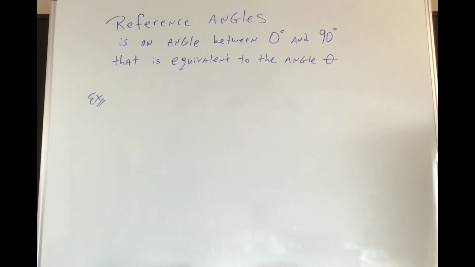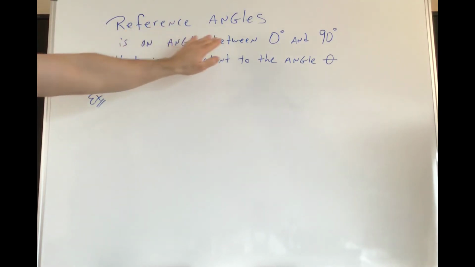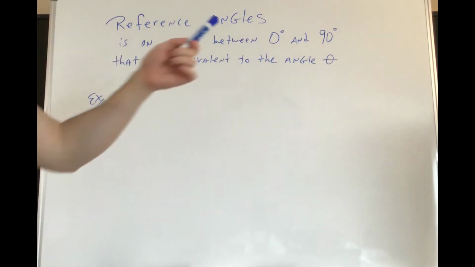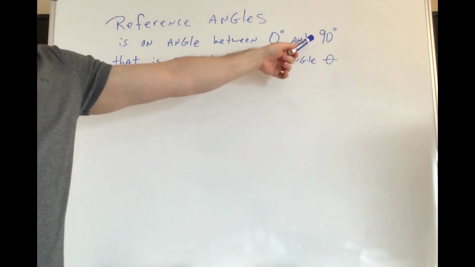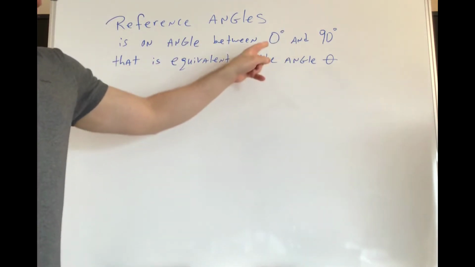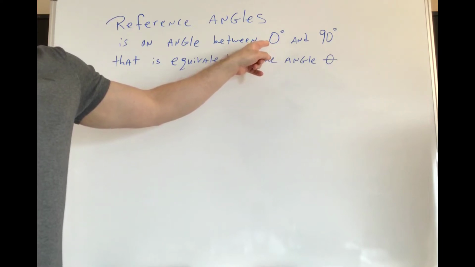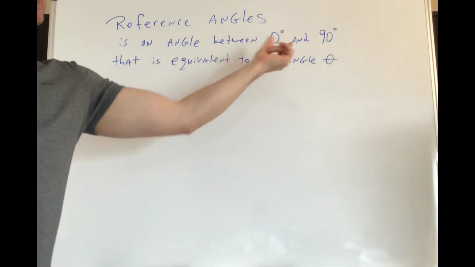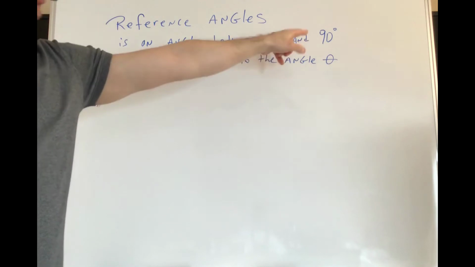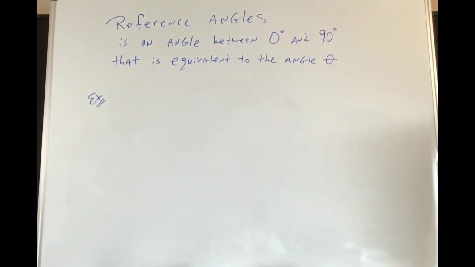Okay, so I'm writing the official definition. A reference angle is an acute angle, a cute little angle, tiny. It is an angle between 0 and 90. You cannot be 0, and you cannot be 90. You have to be between. So you can be 1, you can be 89, but you can't be 90. So it's an angle between 0 and 90 degrees that is equivalent to the angle theta that you start with.